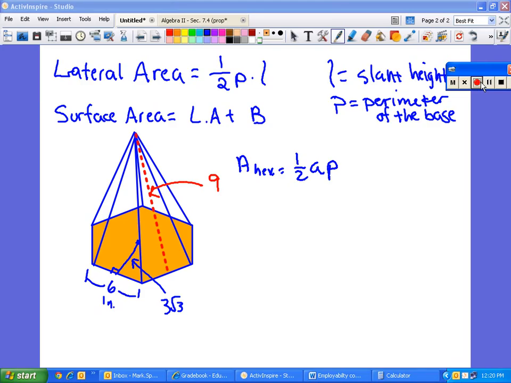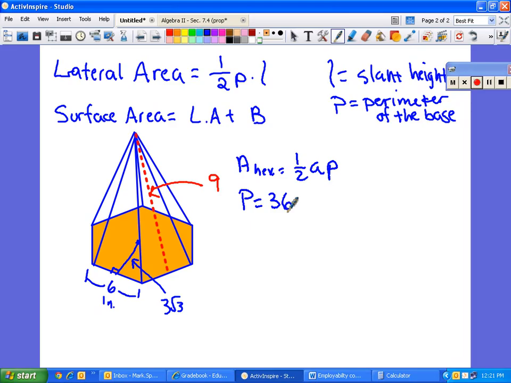All sides are equal, that is true. So what do you know about one side of it? 6 inches. So then what's the perimeter? One side is 6. How many sides are there? So the perimeter is 36. Okay, now we have enough information to find the lateral area.